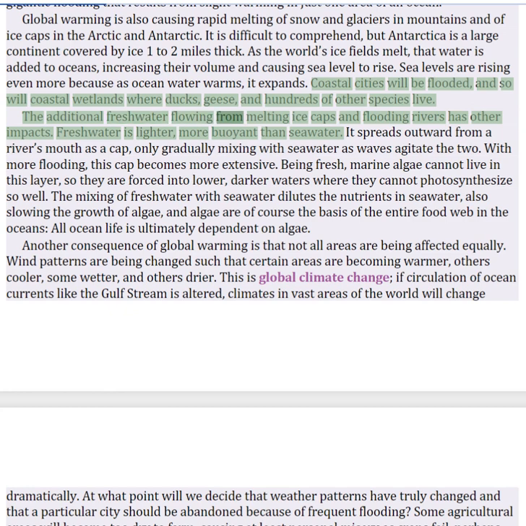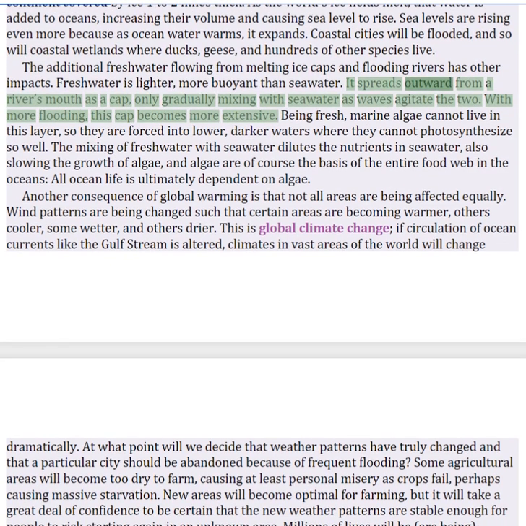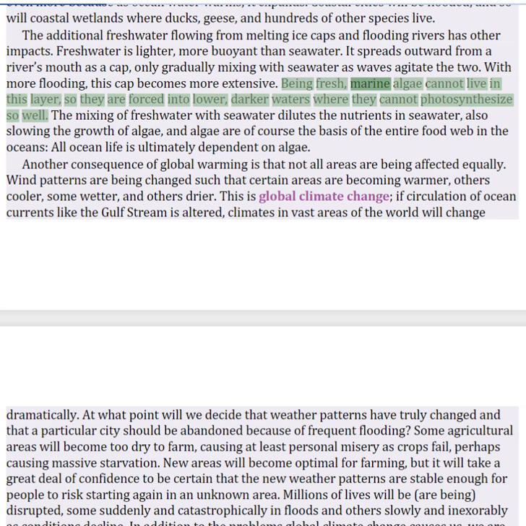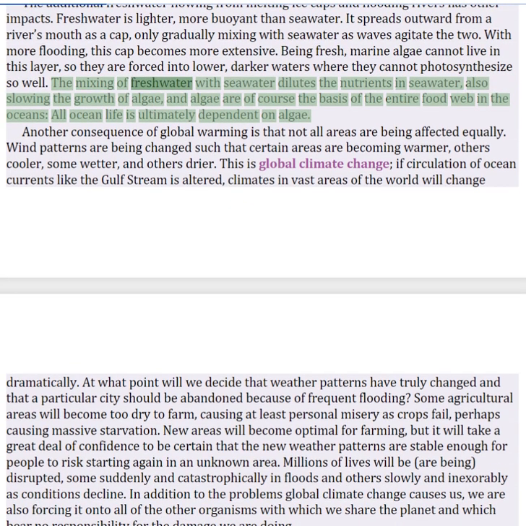The additional freshwater flowing from melting ice caps and flooding rivers has other impacts. Freshwater is lighter, more buoyant than seawater. It spreads outward from a river's mouth as a cap, only gradually mixing with seawater as waves agitate the two. With more flooding, this cap becomes more extensive. Being fresh, marine algae cannot live in this layer, so they are forced into lower, darker waters where they cannot photosynthesize so well. The mixing of freshwater with seawater dilutes the nutrients in seawater, also slowing the growth of algae, and algae are of course the basis of the entire food web in the oceans, all ocean life is ultimately dependent on algae.